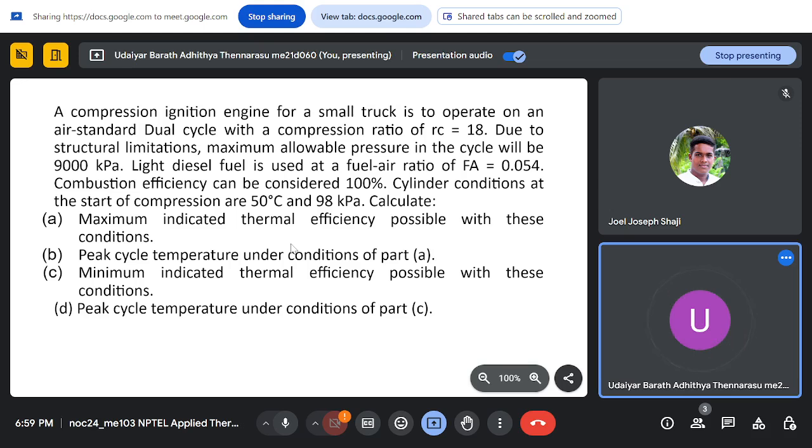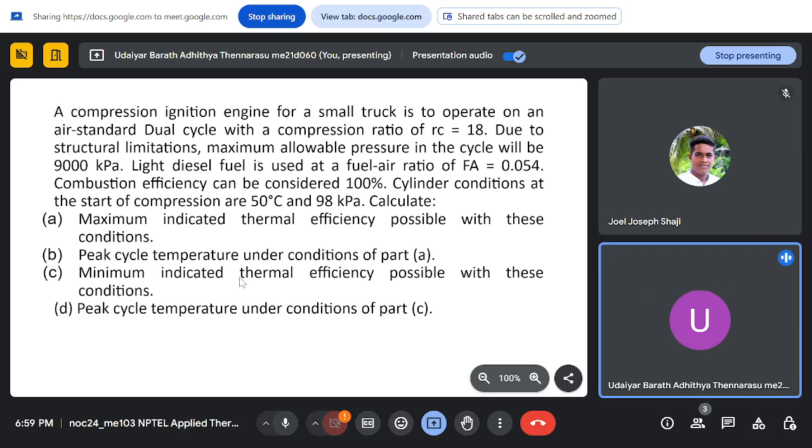Okay, so next is to find out the maximum indicated thermal efficiency possible with this condition. So what can be the maximum thermal efficiency which you can have? Next is the peak cycle temperature under conditions of part A. So when you have the maximum thermal efficiency case, what is the peak temperature? Next is the minimum indicated thermal efficiency possible, and what is the peak temperature in that case.